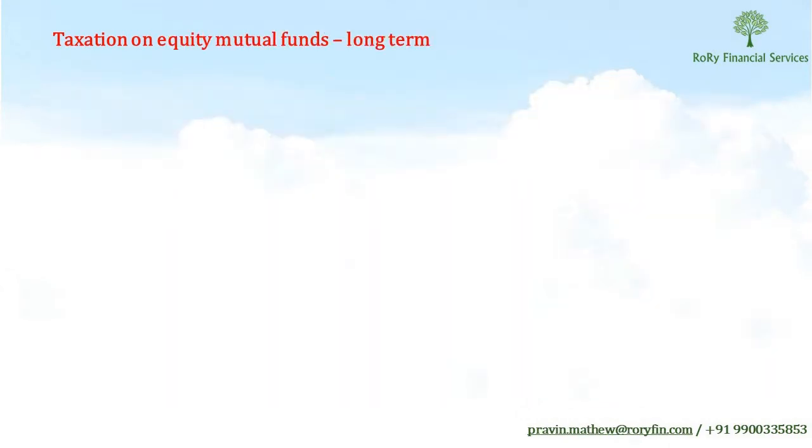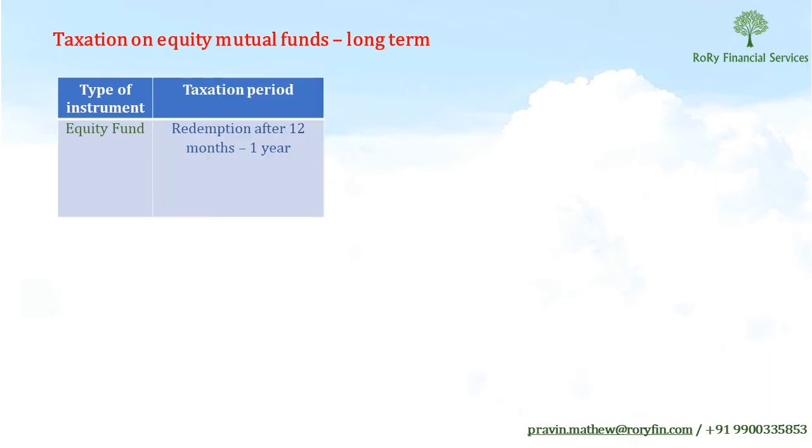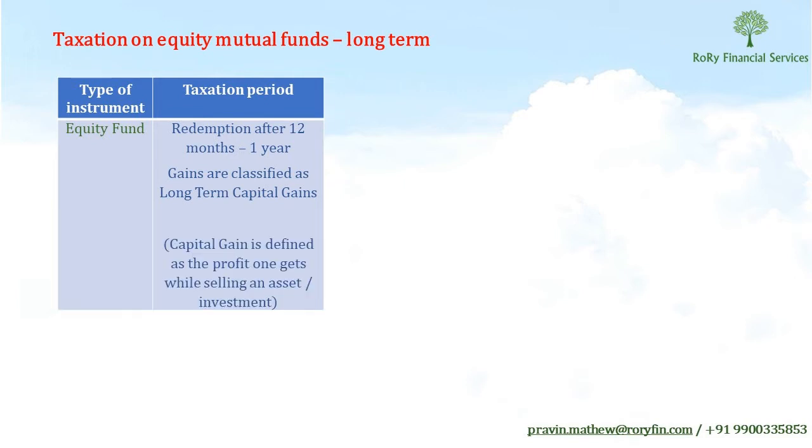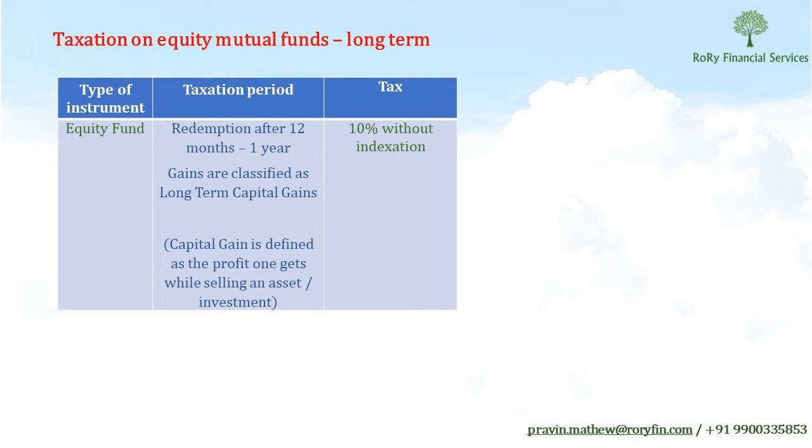Let's look at the taxation on equity mutual funds for the long term. So when you redeem your mutual funds after holding them for a period of 12 months, that is 1 year, then the gains that you make are classified as long-term capital gains, right? Capital gain is defined as a profit one gets while selling an asset or an investment. So when you sell your mutual funds, whatever gains you make, if you've held them for a year and then you're selling, that is termed as long-term capital gains. The taxation on that is 10% without any indexation benefit.